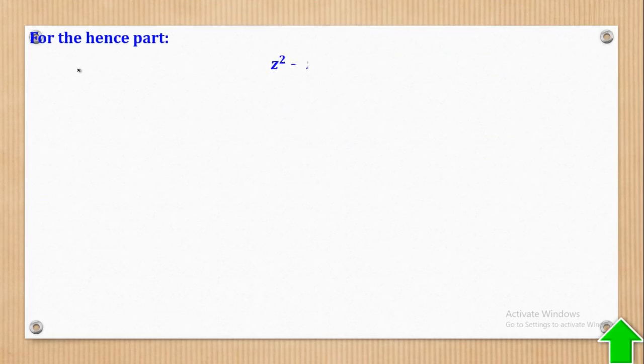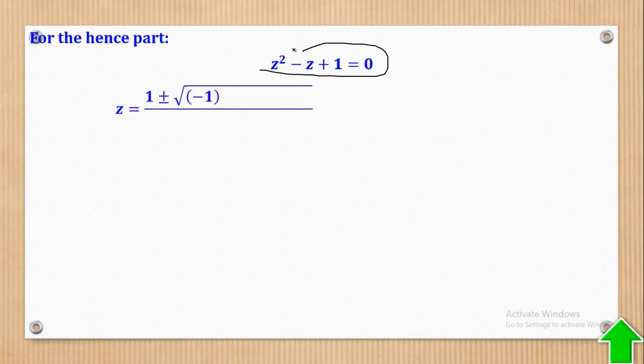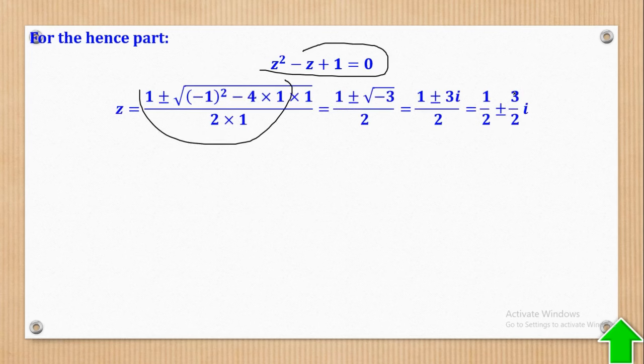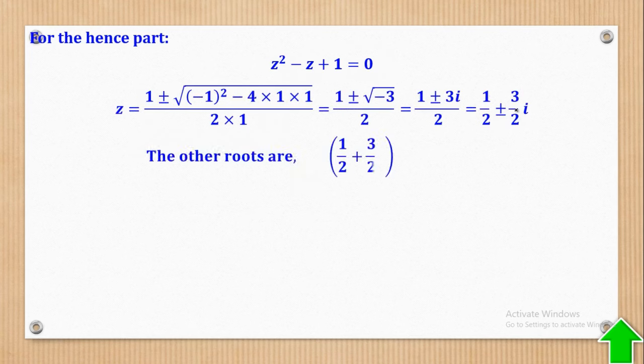For the hence part, we are interested in this part, which will be a quadratic. I'll have to solve it using the bulldozer method to come up with these roots. Therefore, those will be the other roots, because we already have 2 roots. We are left with the other 2 to get the 4 roots of the equation, and these are the 2 roots which were remaining.